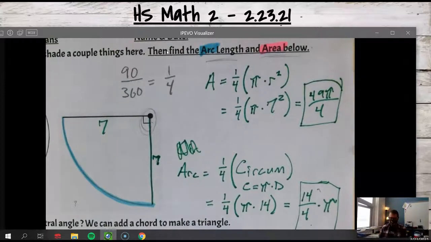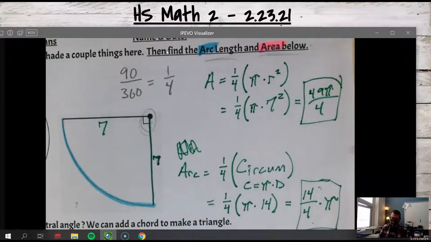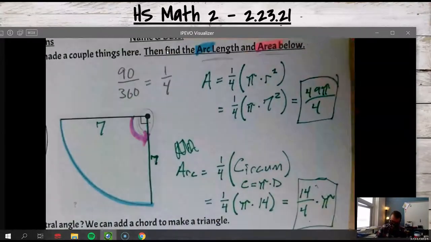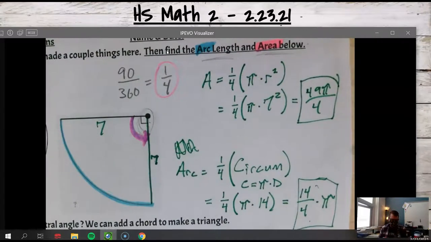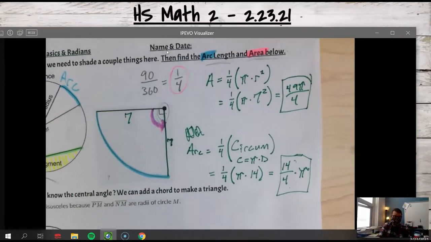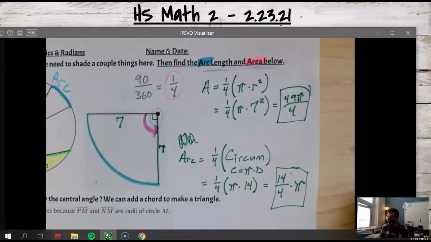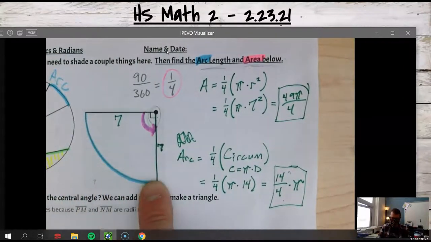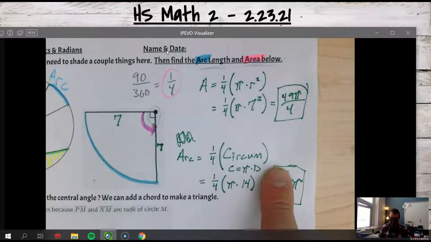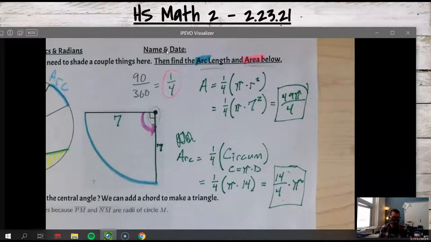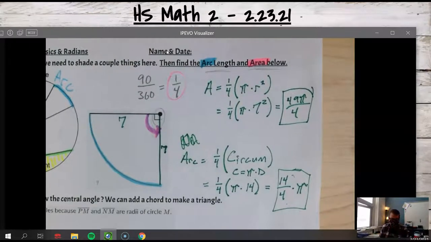The biggest thing that we want to make sure we pay attention to is we are going to use our angles, our central angles here, as our scale factor, essentially. So we are scaling based off what portion of the circle that we have. Do we have questions about scaling to find the arc, which is a portion of the circumference, and or scaling to find the area, it's a portion of the area.